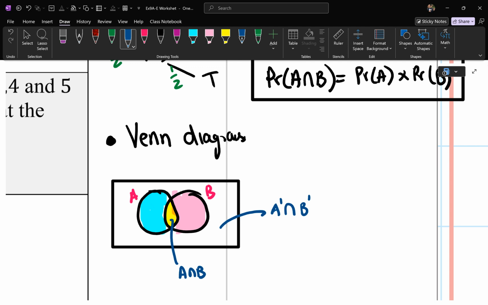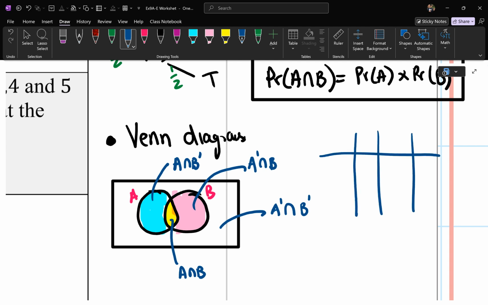Then how do you describe the blue region here? It is A. Good. Then the last one. Very good. This links into two-way tables. This is what you did in year 9. So you got A, not A, B, not B. And those 4 boxes represent the 4 regions you see there.